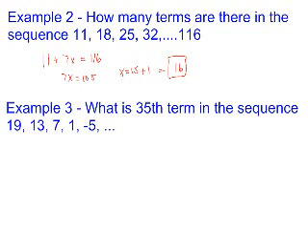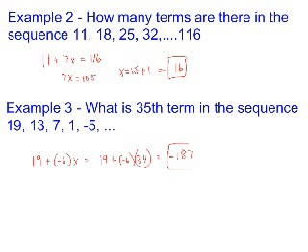This one is a little bit different. Example 3, what is the 35th term in the sequence? Well, this time your starting point's 19, but instead of being a positive arithmetic sequence, it's a negative arithmetic sequence. So we're actually adding -6 each time. So what's the 35th term in the sequence? Well, we don't multiply by 35, we multiply by 34. And so we do -6 times 34, which actually equals -204. So -204 plus 19 equals -185. So -185 is the 35th term in that sequence.